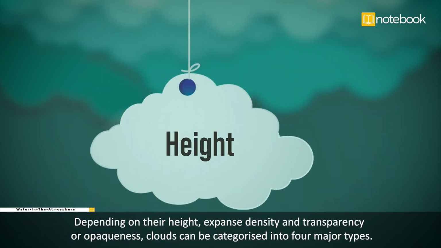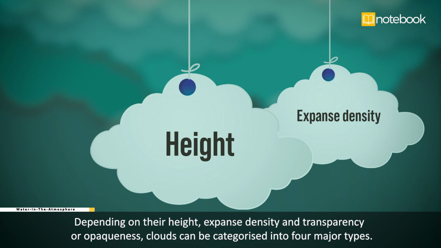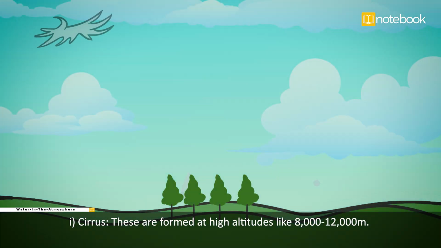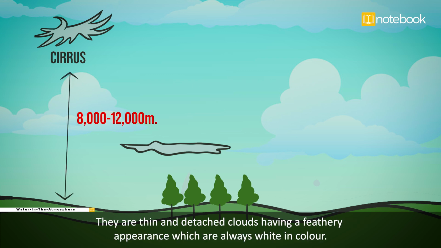Depending on their height, expanse, density, and transparency or opaqueness, clouds can be categorized into four major types. Cirrus. These are formed at high altitudes like 8,000 to 12,000 meters. They are thin and detached clouds having a feathery appearance, which are always white in color.